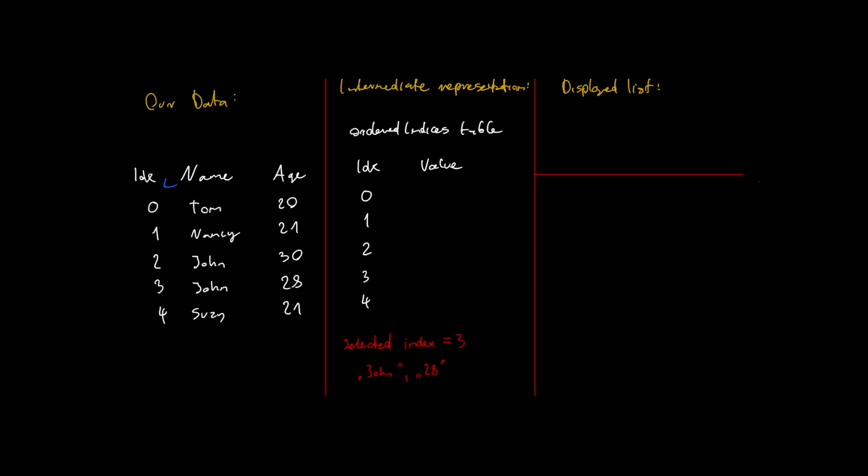We sort the ordered index values, but in order to determine the order of the indices, we compare the name field of the original table. So the first index value after sorting is 2, because the name John should be the first when sorting alphabetically. Then another John, index 3, then Nancy, index 1, and so on. When we display the data using the same method as previously, we get the alphabetically sorted list.